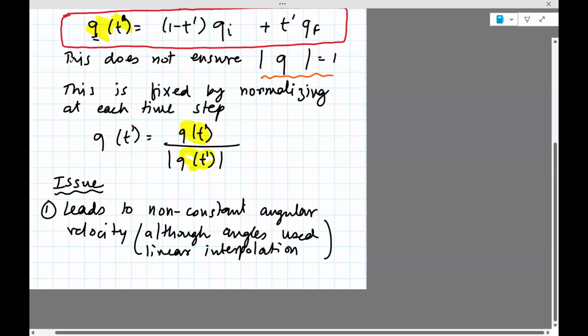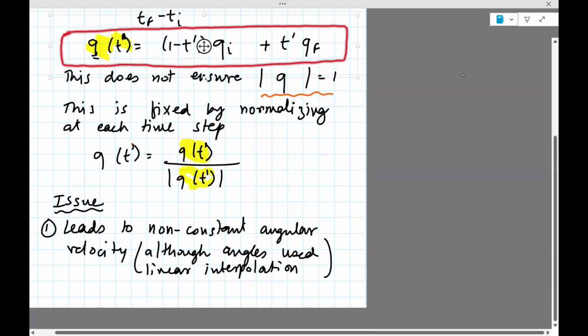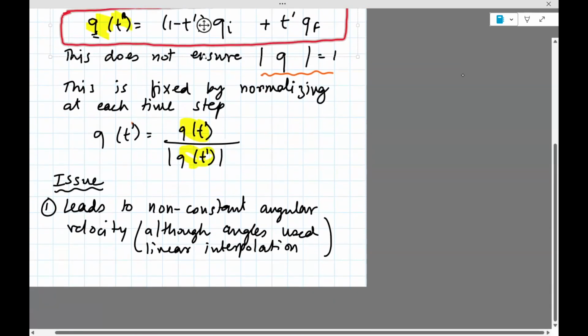Now, there's an issue with this, which I'll talk about in a bit more detail. It leads to non-constant angular velocity. It's not really an issue right now when we're doing trajectory generation because we're not using dynamics, but you'll see that the velocity is non-constant, and that is an issue. Earlier, we talked about having time profiles with velocity starting at 0 and ending at 0. This one will have non-constant velocity, so you'll see a jump in the velocity, angular velocity, actually.